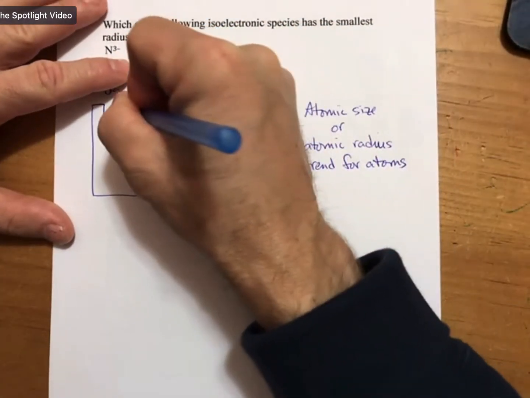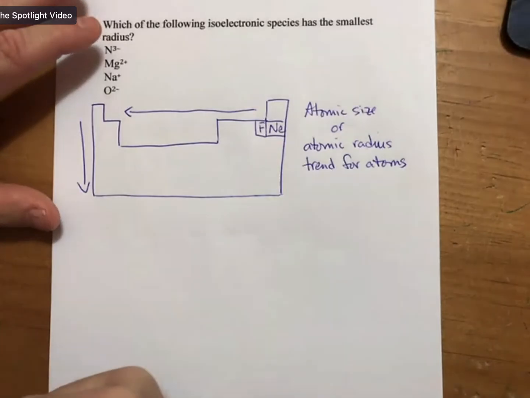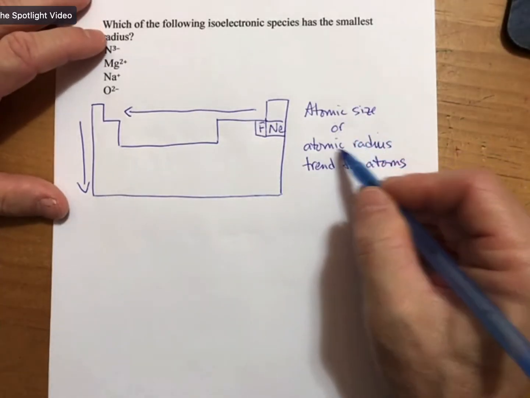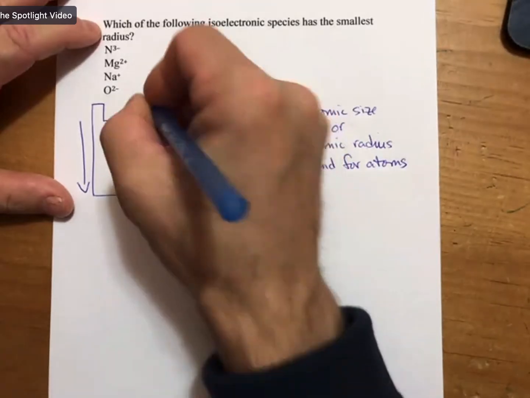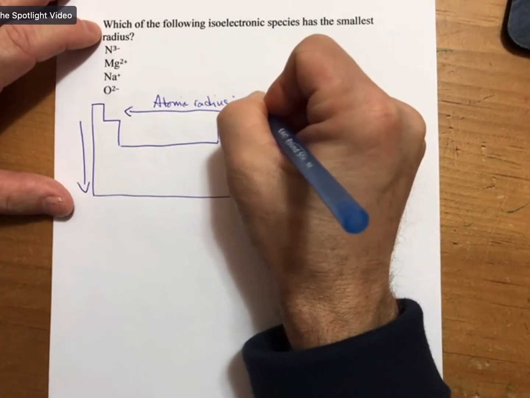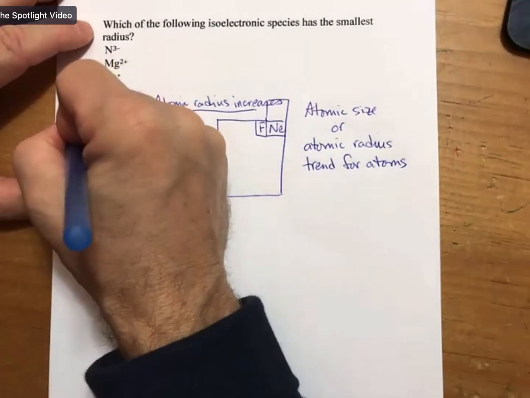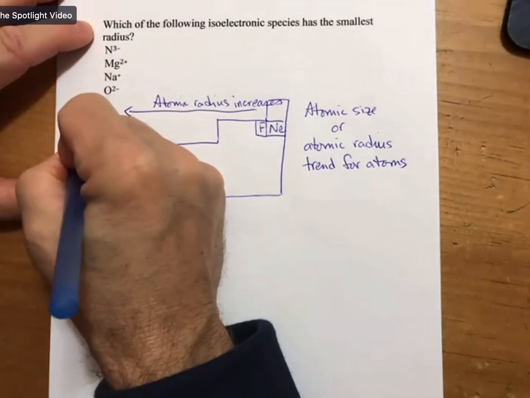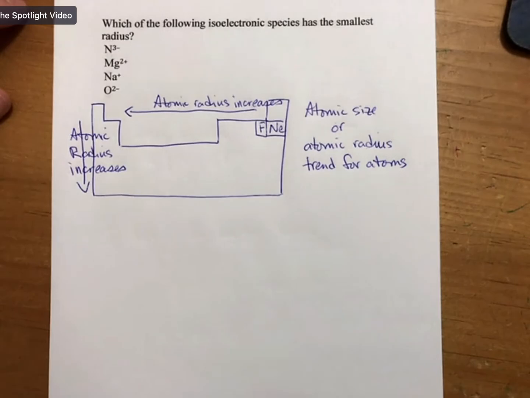As you go to the left on the periodic table, and as you go down each column of the periodic table, atomic size or atomic radius increases. So I'll write atomic radius increases. And going down, atomic radius increases. And that is always true. We will talk about why that is in an upcoming homework question.